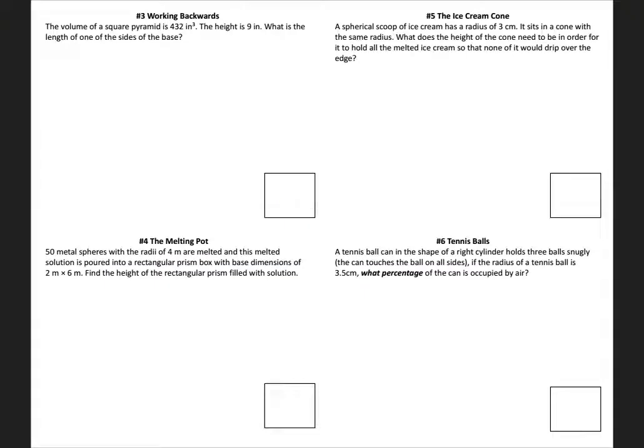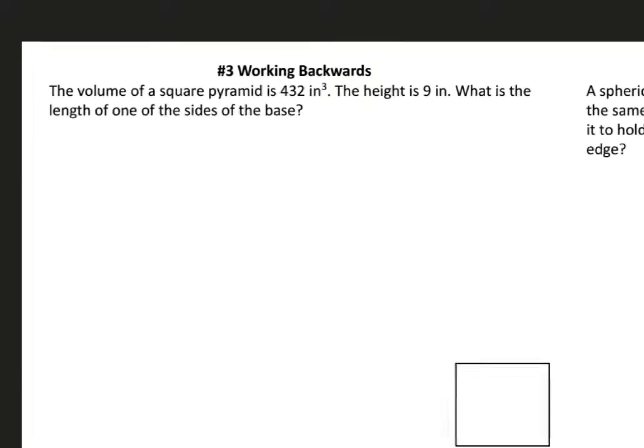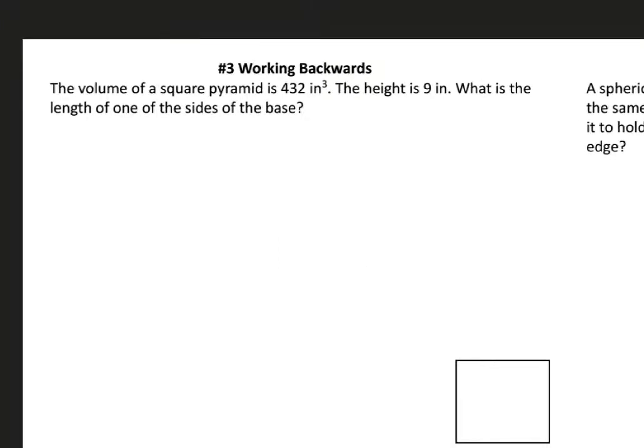All right, now looking at this next one. So it says the volume of a square pyramid is 432 inches cubed. The height is 9 inches. What is the length of one side of the base? So we're dealing with a square pyramid. And we know that a square pyramid has a square base. And we know the length and the width are the same. And we don't know what those are. But we do know that the height is 9 inches.